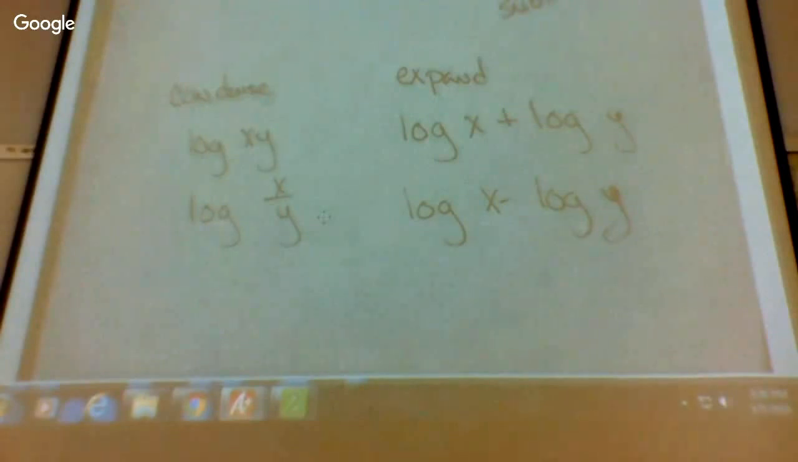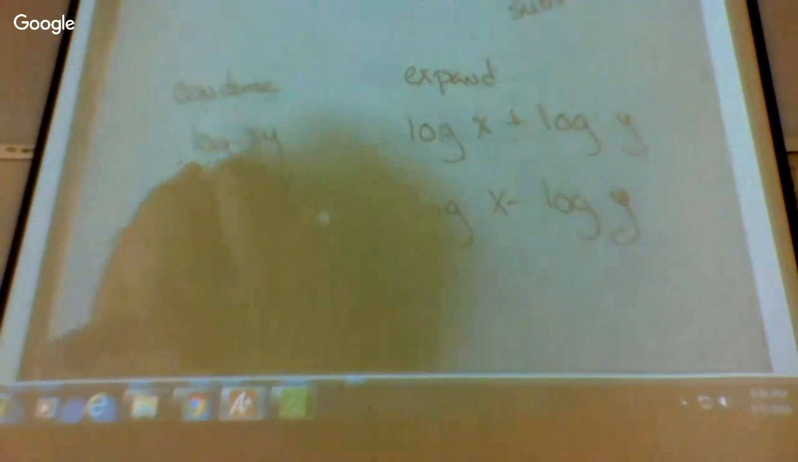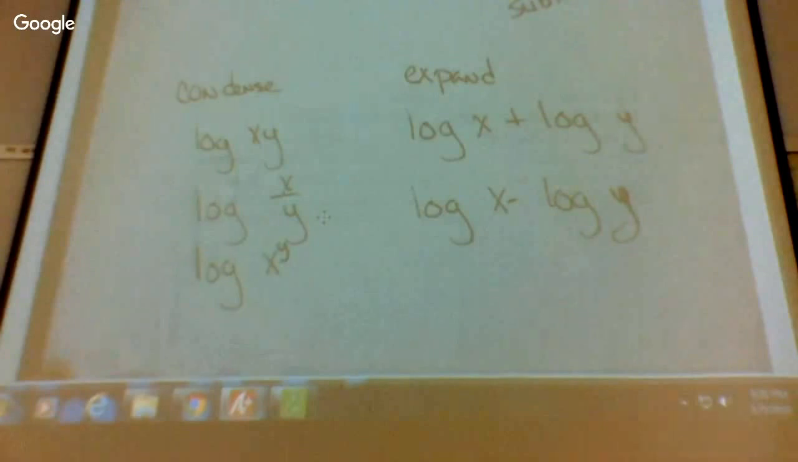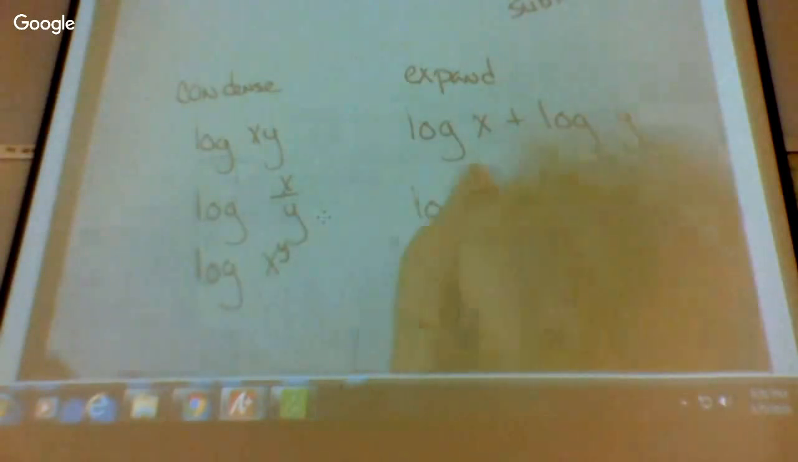Your next one is really big on solving equations and stuff like that. It's very important. You have log of x to the power of y. It's the same thing as saying y times log of x.